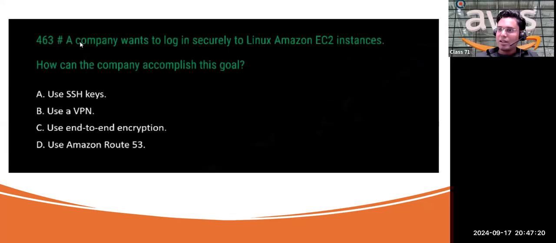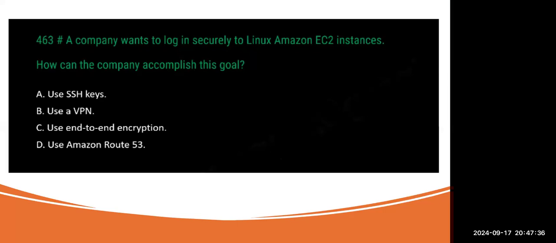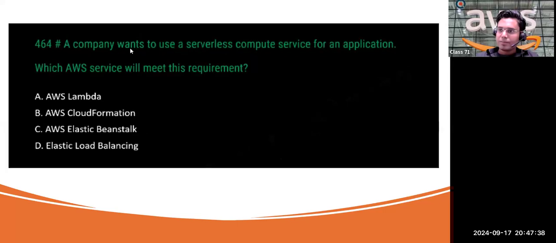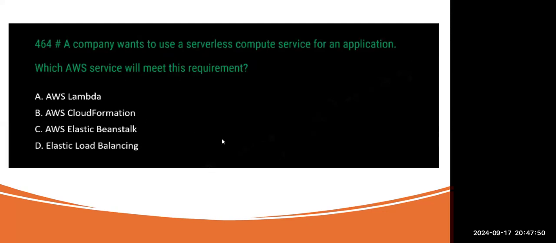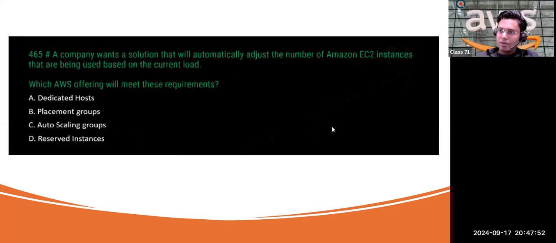A company wants to log in securely to a Linux EC2 instance. What do you think? SSH key, VPN, end-to-end encryption, or Amazon Route 53? If you want to use a Linux machine, what key do you need? You need an SSH key. Yeah, correct. A company wants to use serverless compute services for an application. Which service meets the requirement? Lambda. Okay. A. Yeah, Lambda.